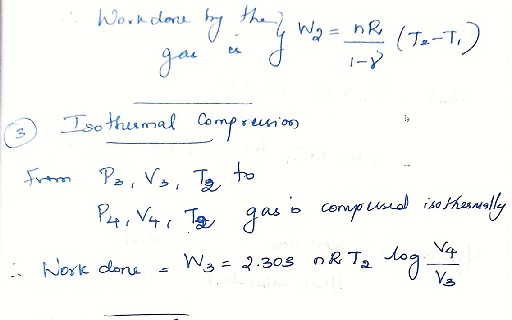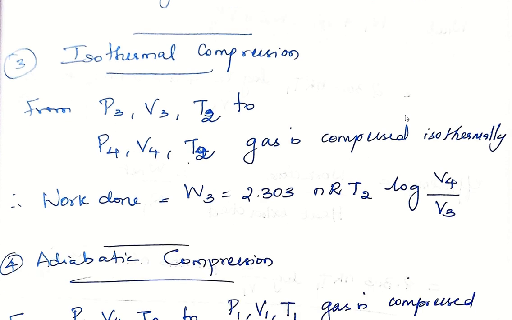In isothermal compression, the insulation surrounding the cylinder is removed, and we provide a heat sink near the cylinder. The pressure changes from P3 to P4 and the volume changes from V3 to V4, and the temperature remains constant, as it is an isothermal compression. The compression is provided by an external source. The work done can be written as 2.303 n R T2, the temperature maintained here, into log of V4 by V3.